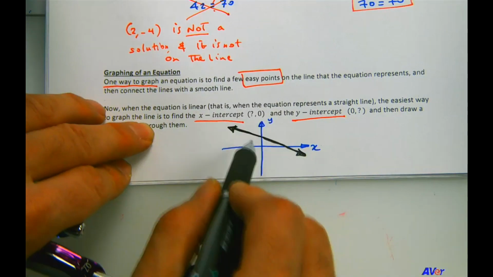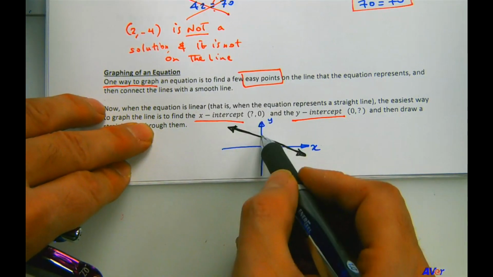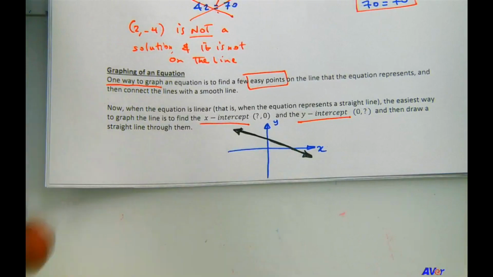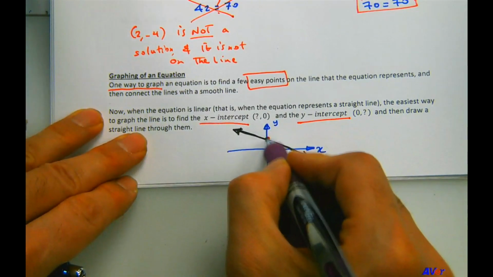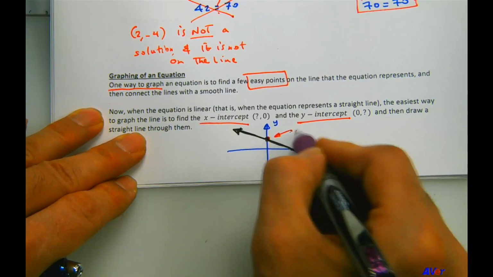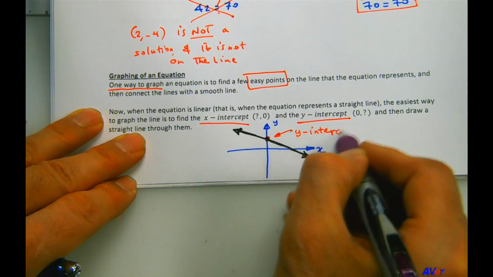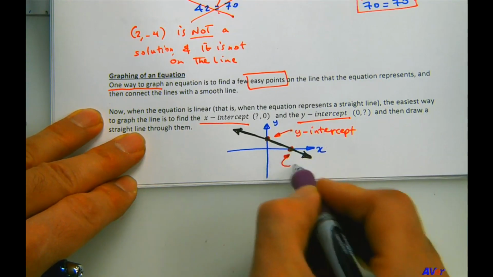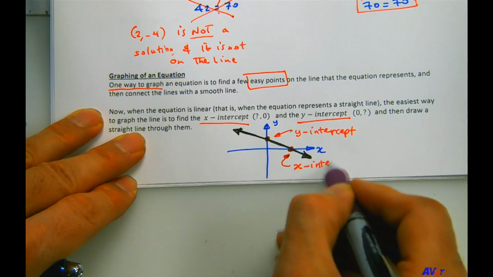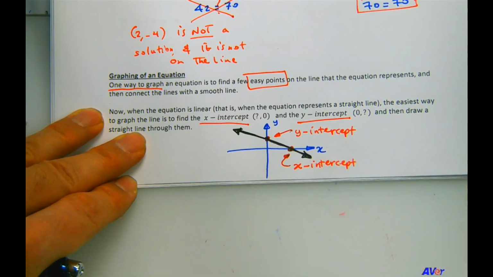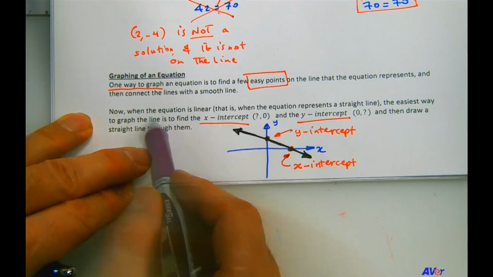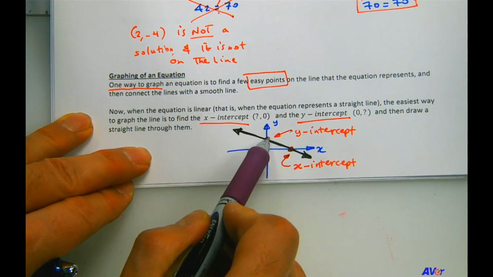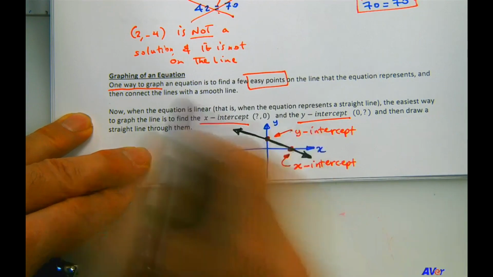So that straight line intersects the y-axis and the x-axis at points. The point at which this line intersects the y-axis is called the y-intercept. And the point at which it intersects the x-axis is called the x-intercept. When we're asked to graph a straight line, the easiest way is to find these 2 points and then connect them with a straight line.